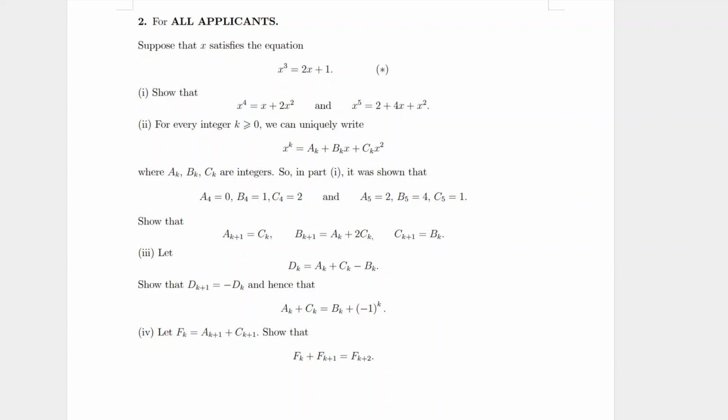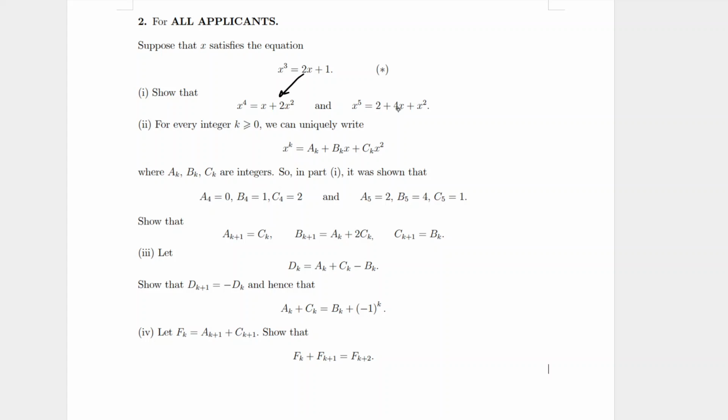Cool, let's have a look at MET 2011, question 2. Suppose that x satisfies the equation x cubed equals 2x plus 1. Show that x to the 4 is x plus 2x squared, and x to the 5 is 2 plus 4x plus x squared. I suppose that should be no problem, right? Just multiply the whole thing by x, then it's fine.